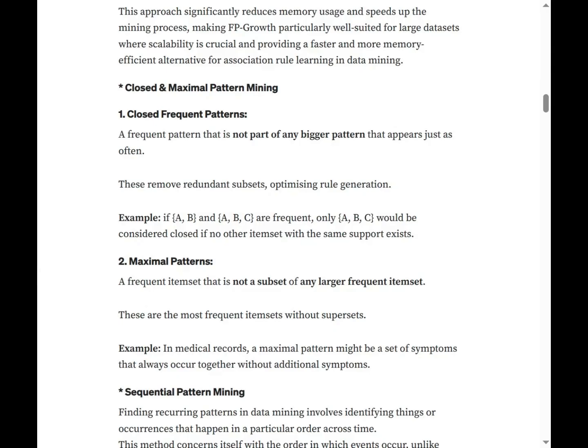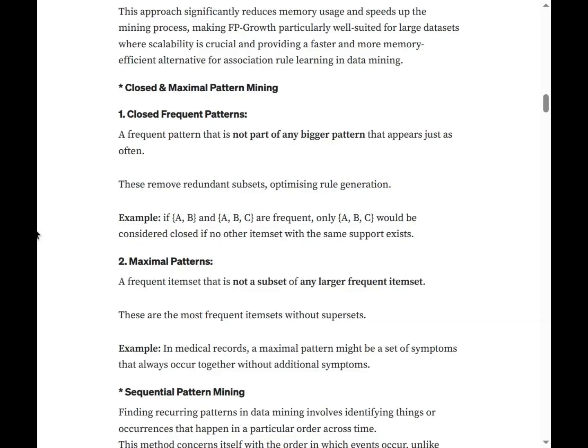Both closed and maximal patterns are ways to reduce the redundancy in pattern mining. If we see closed frequent patterns, these remove the subsets that don't offer additional insights, because it is ignoring a frequent pattern that is not part of any bigger pattern appearing just as often. So if AB and ABC are frequent, only ABC would be considered, because AB is also a redundant itemset in ABC.